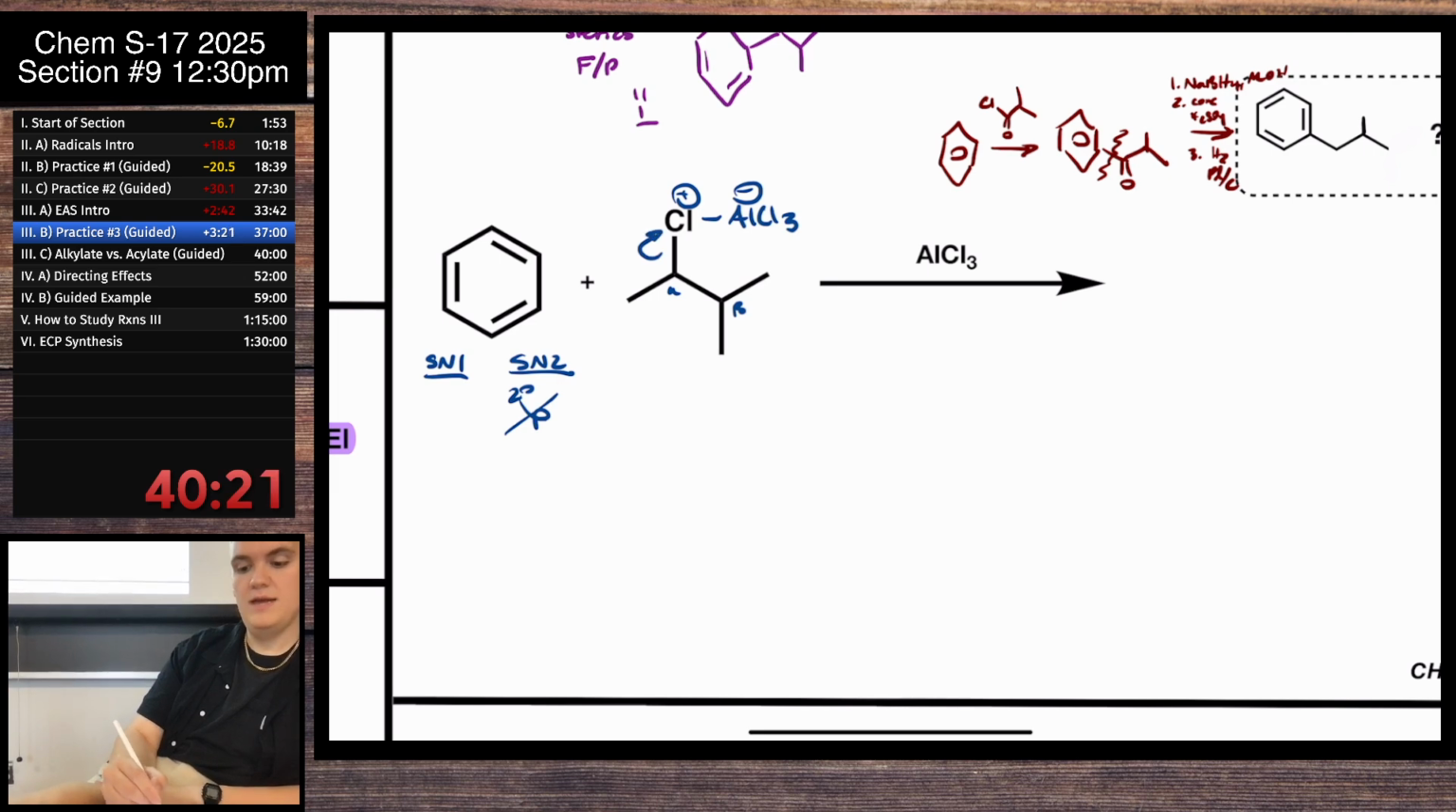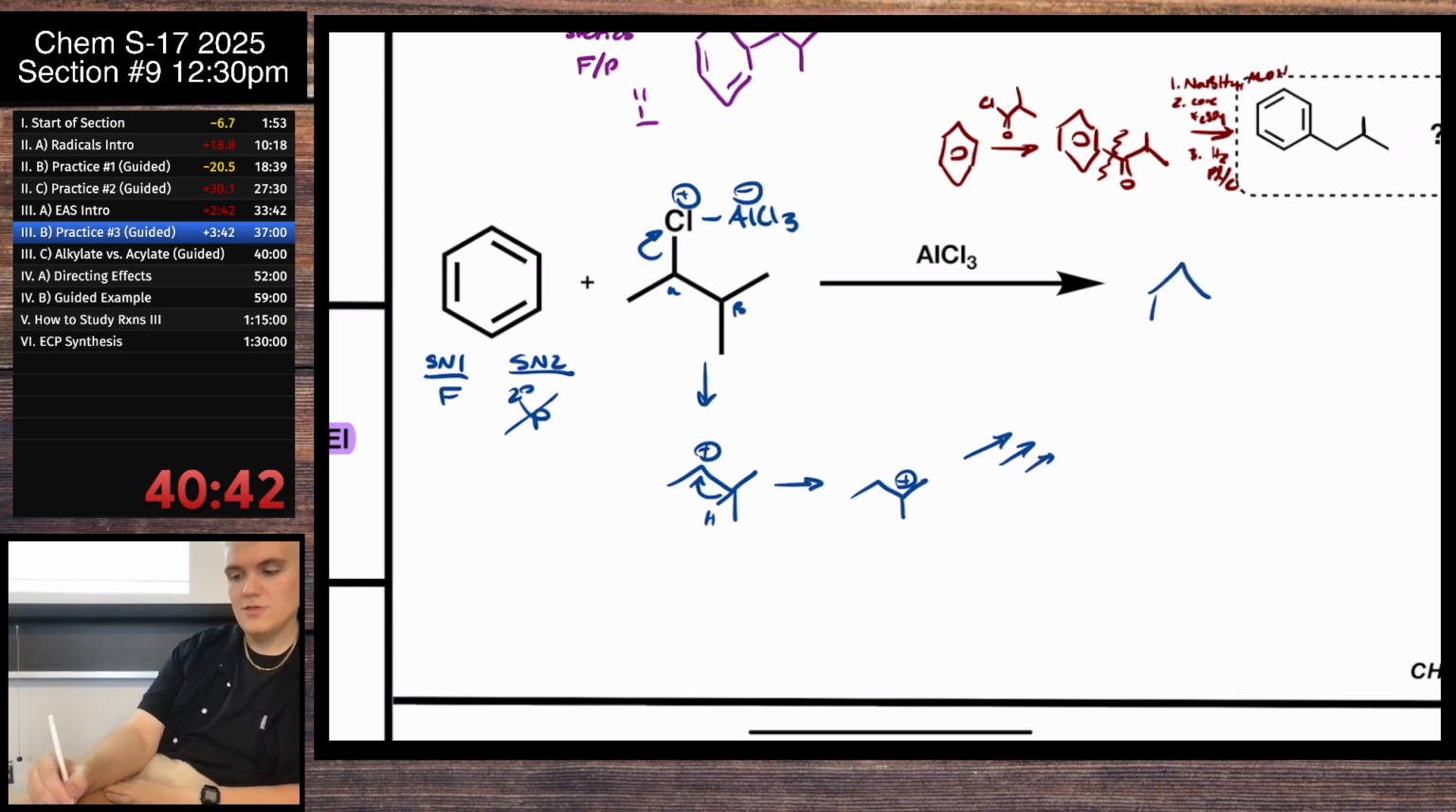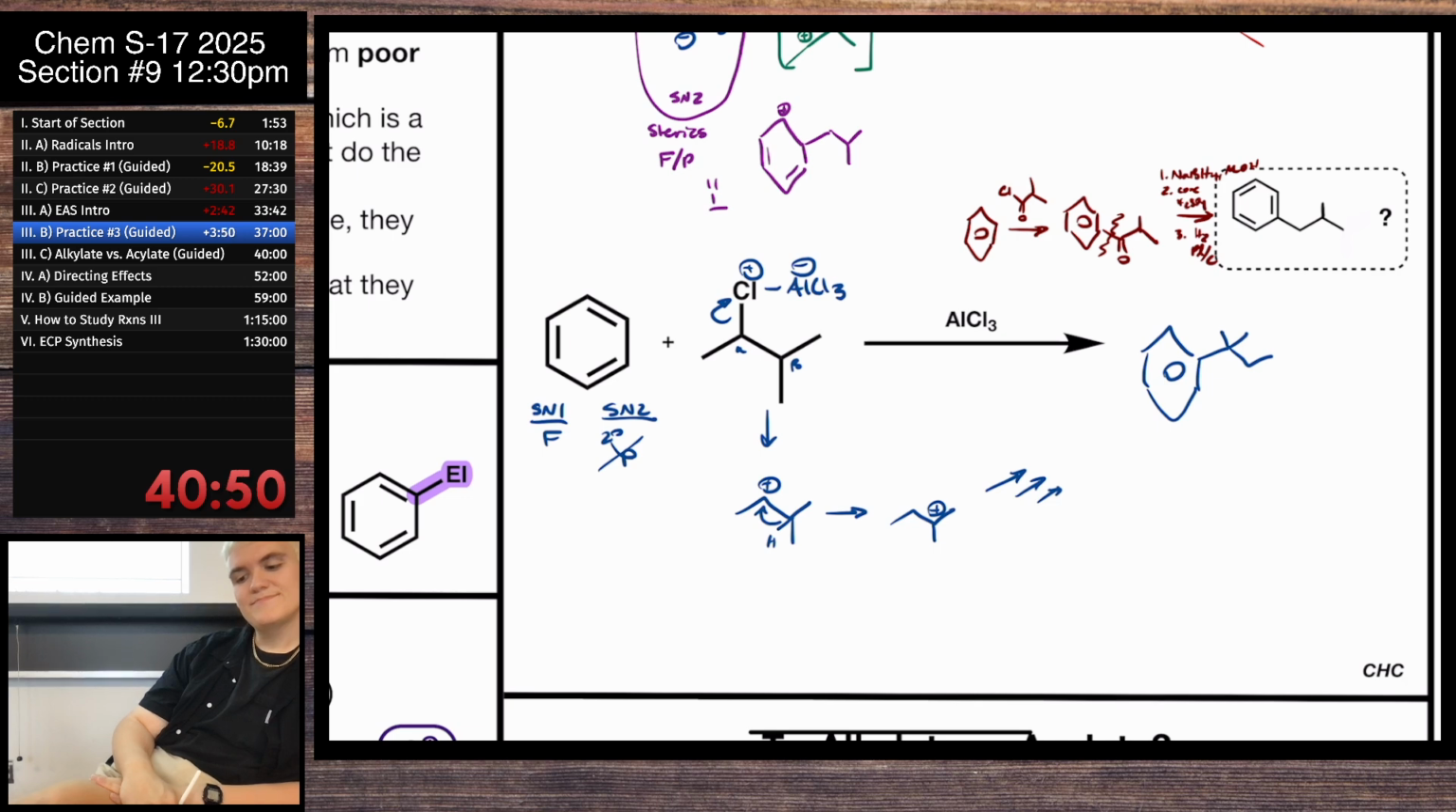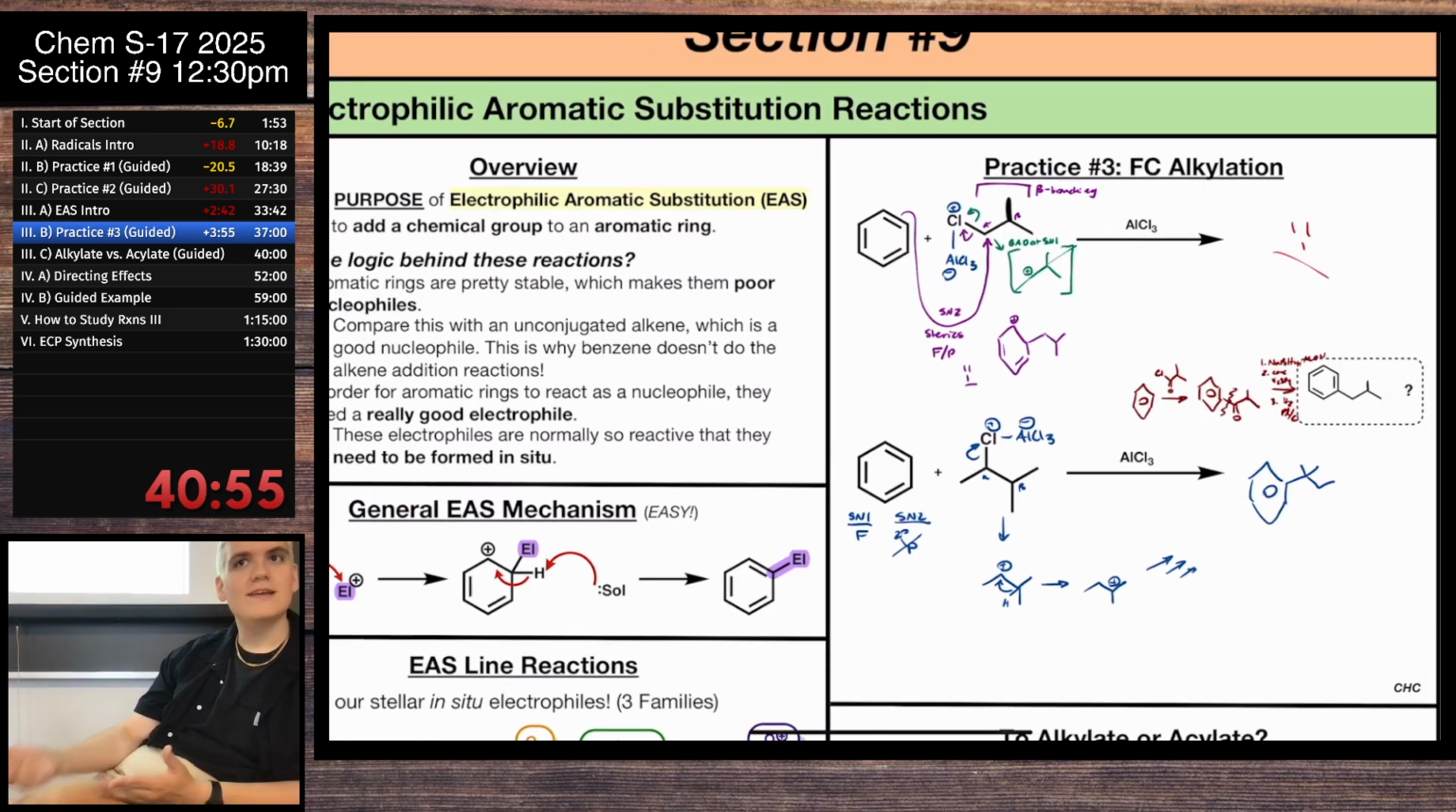Leaving group leaves, we make secondary, so fair. So that could be an option. But then what's going to happen? A hydride shift, a carbon-carbon rearrangement, and so that's going to make the carbocation here. And so this is going to lead to a product that does not look the way we want it to. So all this to say, with alkylation, watch out for things like rearrangements, watch out for things like beta branching, sterics.